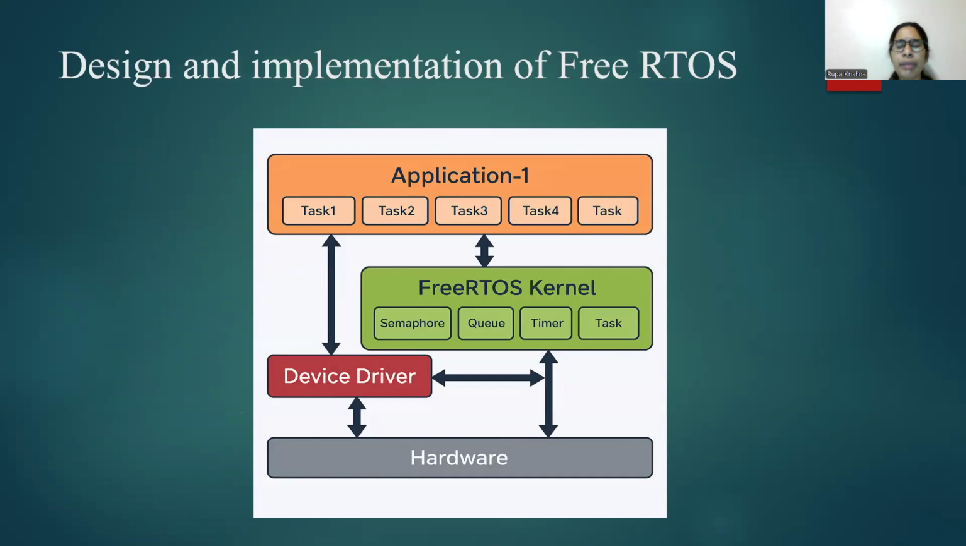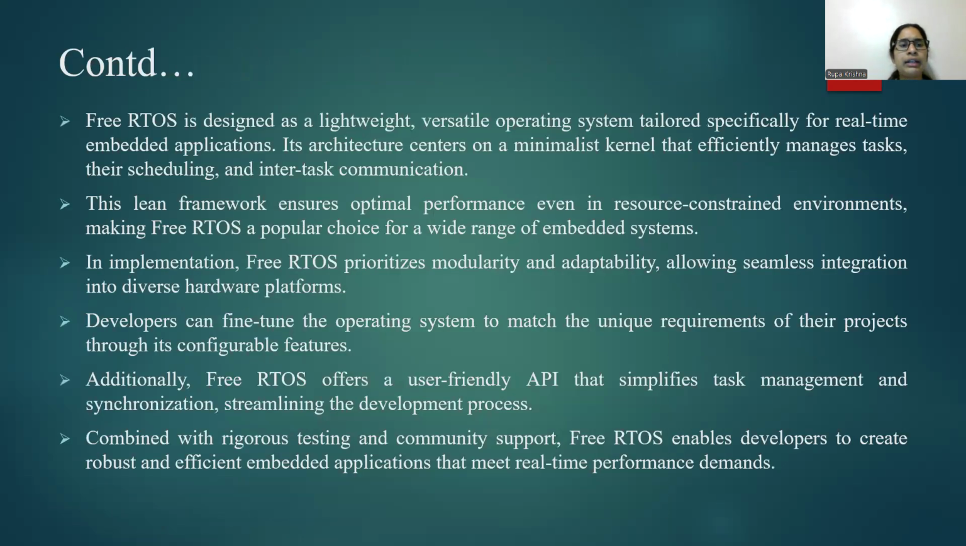This is the design and implementation of FreeRTOS, as shown here. FreeRTOS is designed as a lightweight, versatile operating system tailored specifically for embedded applications. Its architecture centers on a kernel that efficiently handles scheduling and inter-task communication. This framework ensures optimal performance even in resource constrained environments, making FreeRTOS a popular choice for a wide range of embedded systems. In implementation, FreeRTOS prioritizes modularity and adaptability, allowing seamless integration into diverse hardware platforms, where developers can fine tune the operating system to match the unique requirements of their projects through its configurable features.